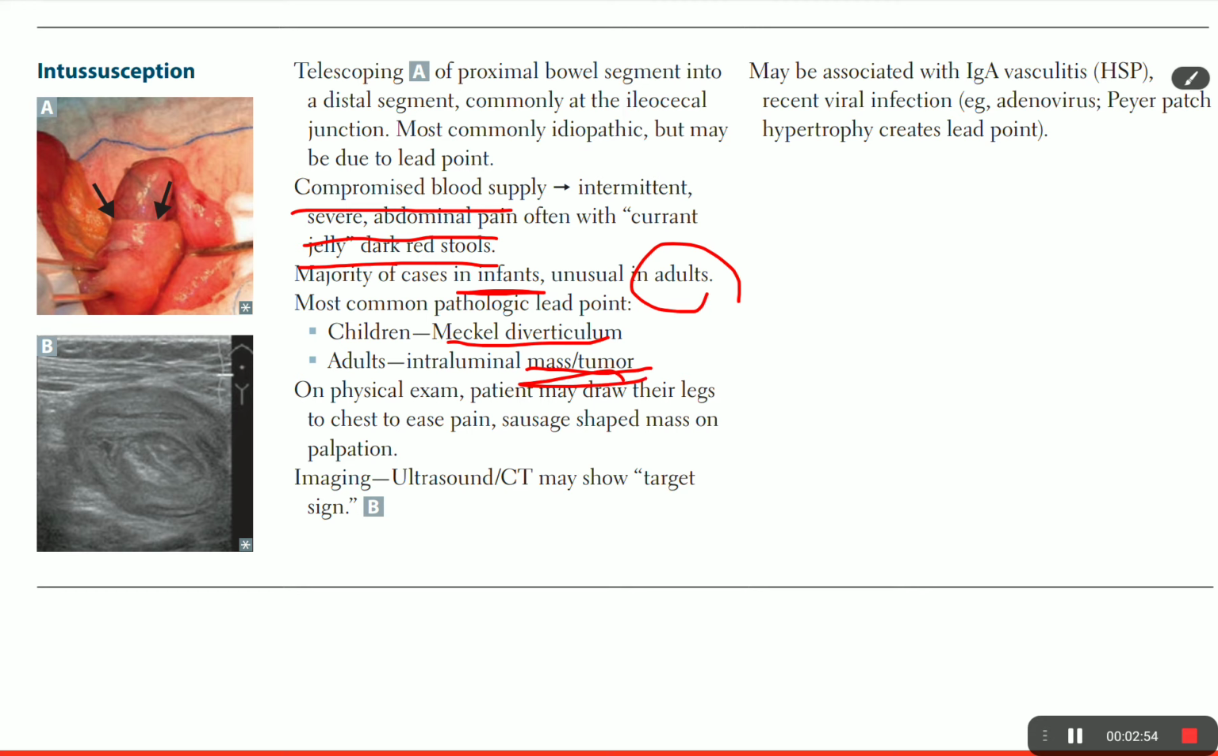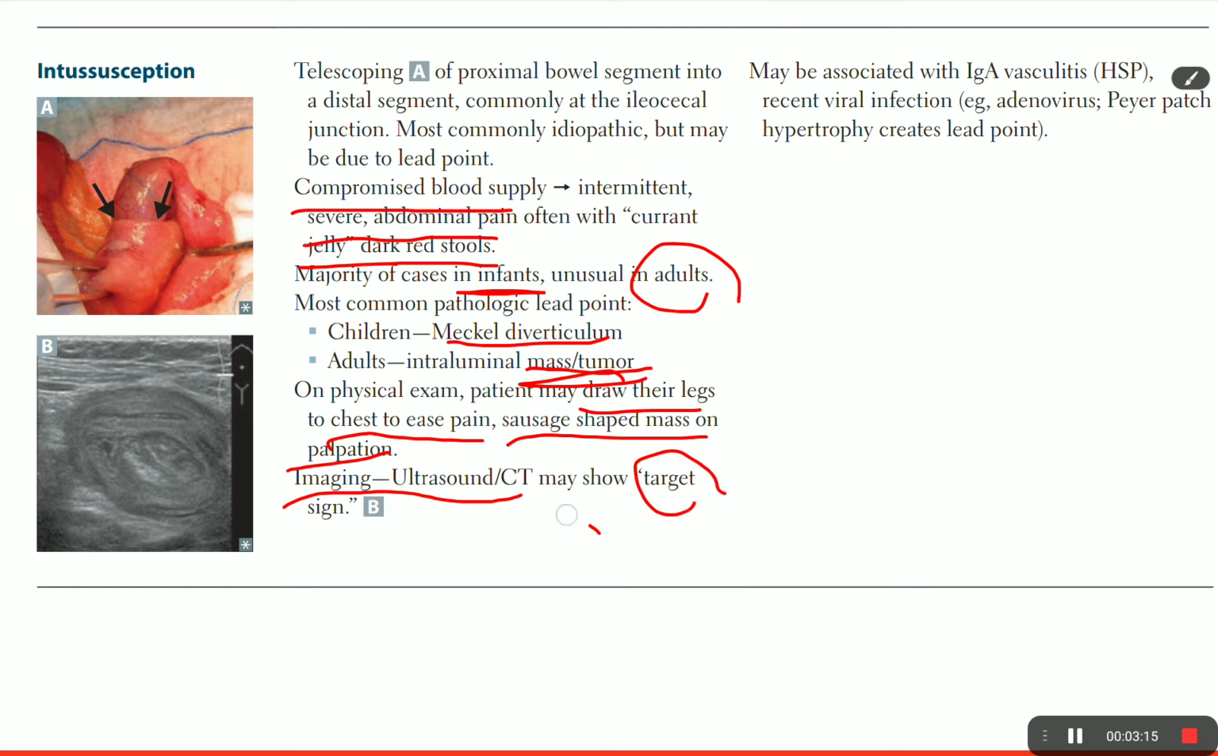On physical examination, the patient may draw their legs to the chest to ease the pain. There is a sausage-shaped mass on palpation; we can feel it like a sausage, like a hot dog. And in imaging, ultrasound or CT scan, they show the target sign.